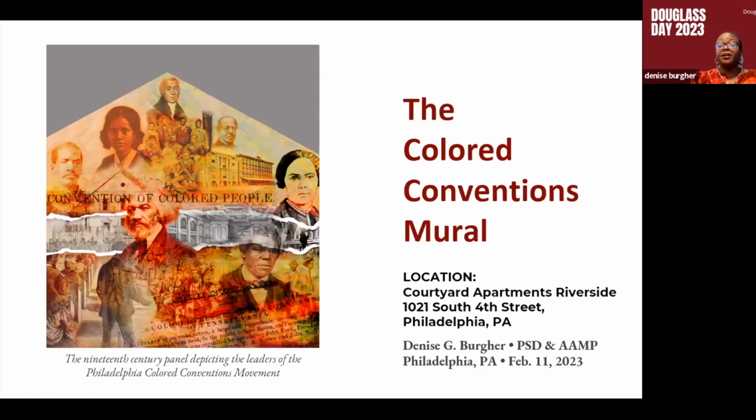So I very quickly want to talk about one of the latest big things that we did, which is the revealing of our first Colored Conventions mural. If you haven't had a chance to check it out, we encourage you to do that. It's at 1021 South 4th Street in Philadelphia, PA. It's a two-panel mural. The first panel is a 19th century panel. And it's of course on the sides of two buildings. So one is maybe 175 yards away from the second one.